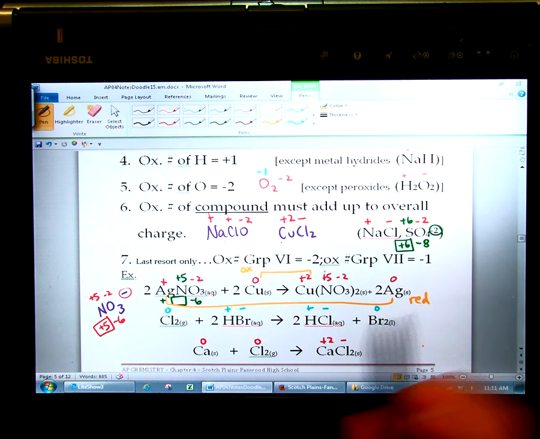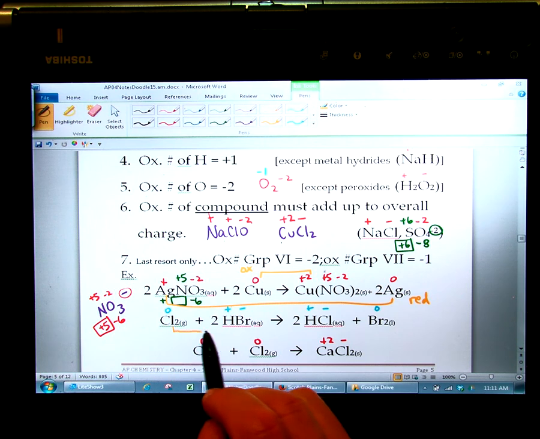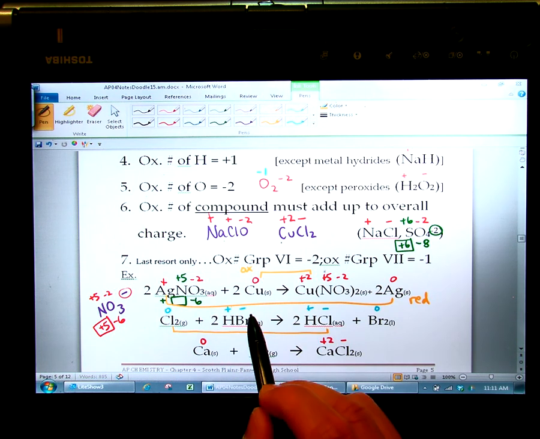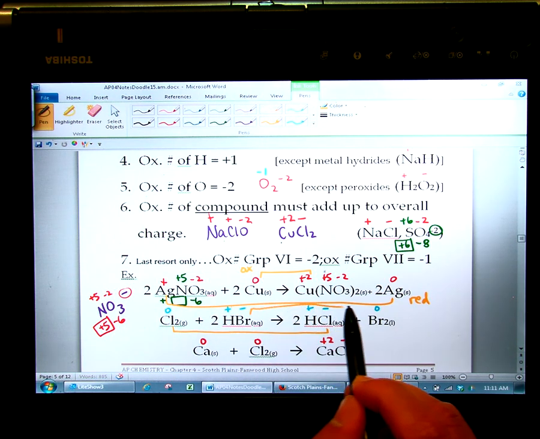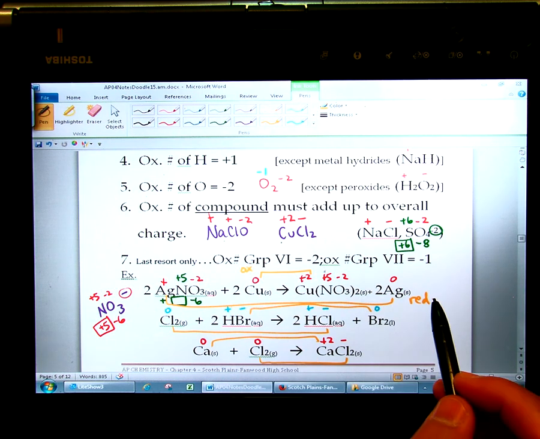All right, now look at this one. The chlorine went from 0 to -1. That's going down. And the Br went from -1 to 0. That's going up. Lastly, the calcium went from 0 to +2. That's going up. And the chlorine went from 0 to -1. That's going down. Okay, so whenever you go up, you're oxidized. Whenever you go down, you're reduced.